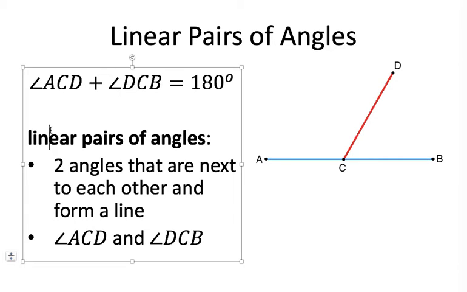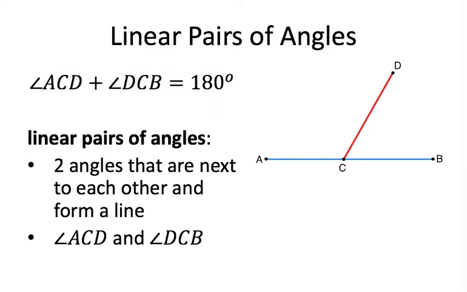Here the vocabulary word, once again, is linear pair of angles. And the definition for a linear pair of angles is two angles that are next to each other and form a line. So those two angles we were just looking at form a line. And because they form a line, the linear pair of angles will add up to 180 degrees. Okay, moving on. I would suggest you pause the video at times like this in order to write down these vocabulary words and these relationships. And then hit play whenever you're ready to continue going.